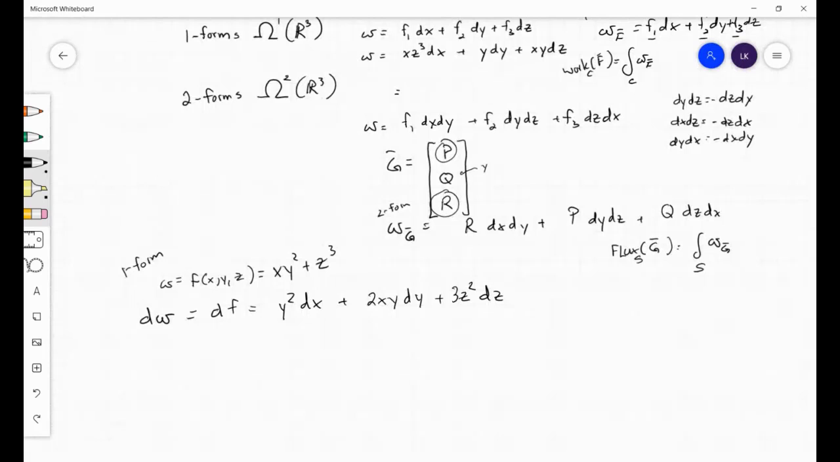And now if you differentiate that, so we started with a, sorry, that was a 0 form. Okay, so we started with a 0 form. We took the exterior derivative, it's just like a total differential. And that became a 1 form. So if you take the exterior derivative of the 1 form, you should get a 2 form.